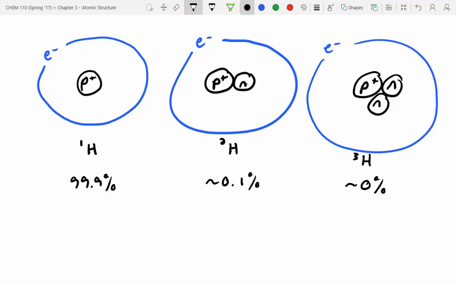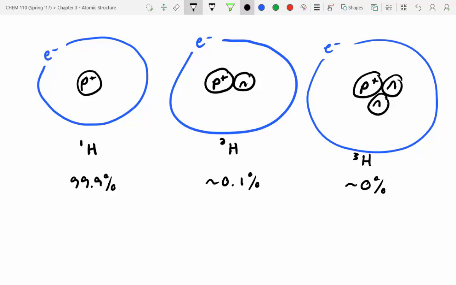Why do you think it's approximately 0? Because it's so unstable. Yeah, it's super duper unstable. In fact, tritium, if you had about a milliliter in the room and you opened it up, it would kill everyone in here. So it's really, really dangerous stuff. It's very radioactive. It tends to fall apart very quickly.